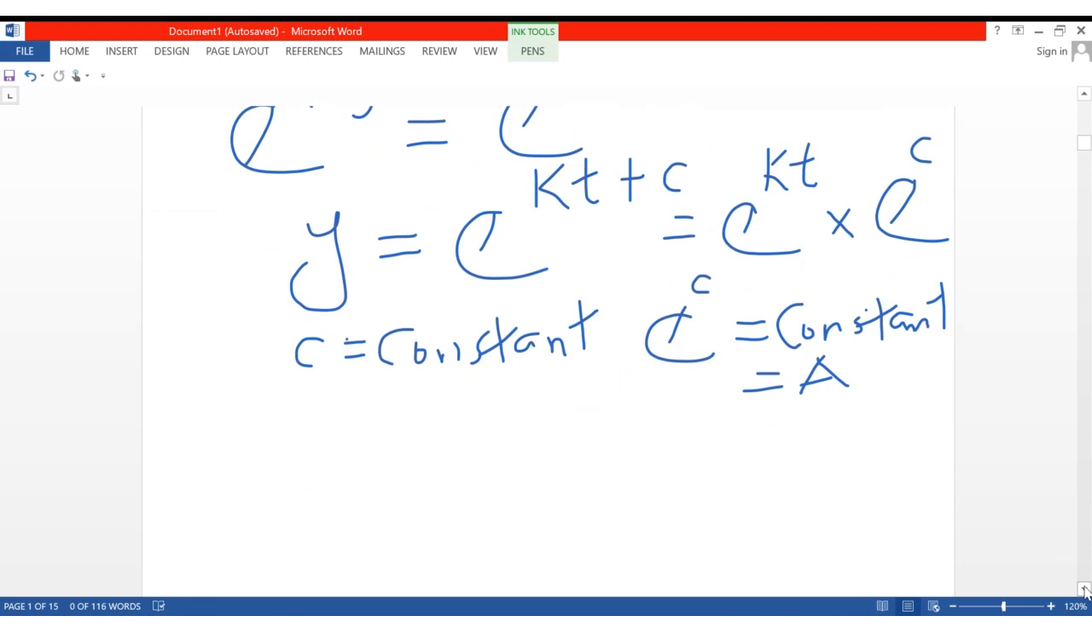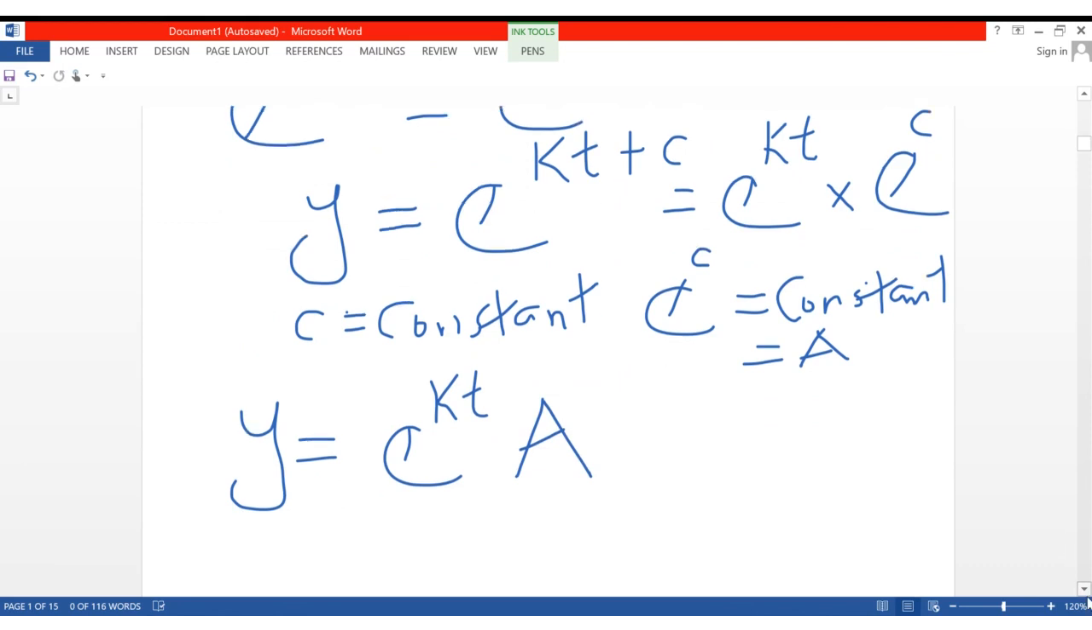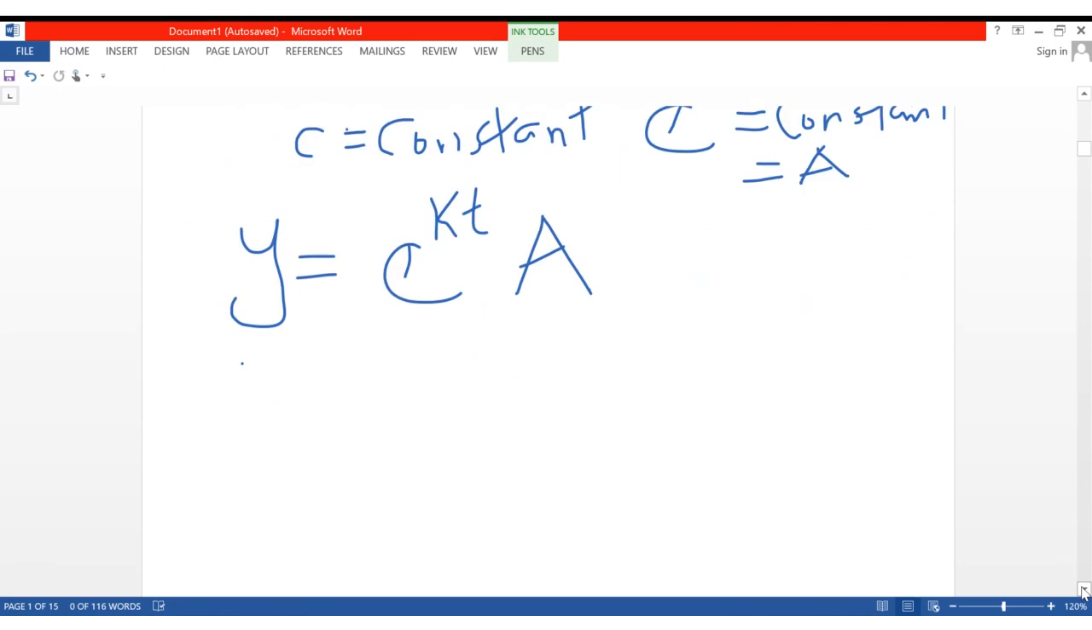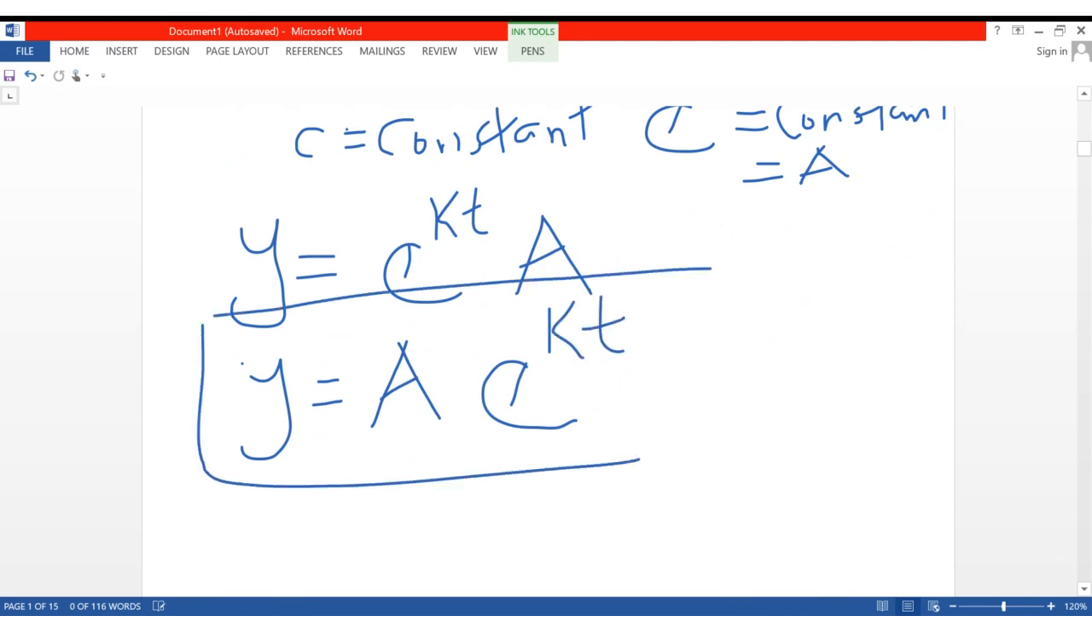So I can have y given by e to the kt and then a. Instead of having e to the c, we call it another constant a. And this one I can just manipulate, I can bring the a in front. So y will be given by a e to the kt. And that is the law of exponential change. y is equal to a e to the kt.